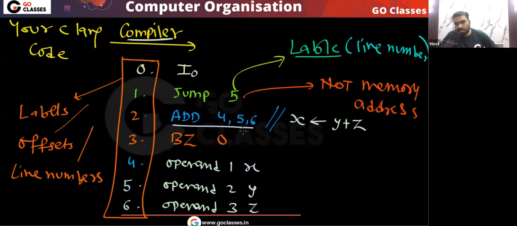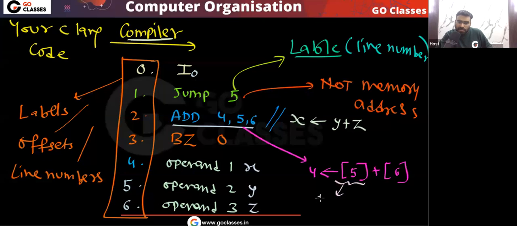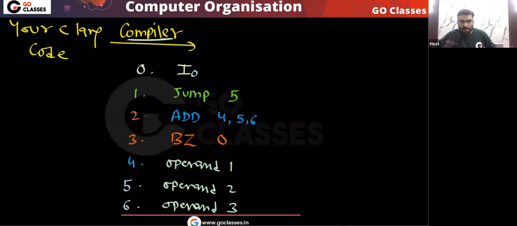So this instruction simply means that what you have at address 5, 6, at line 5, 6, add these two and put in line number 4. So this is what you have to do. Is this clear? It means what you have at line number 5 plus what you have at line number 6, put that in line number 5. So this means content at line 5. Is this understood? Please let me know.